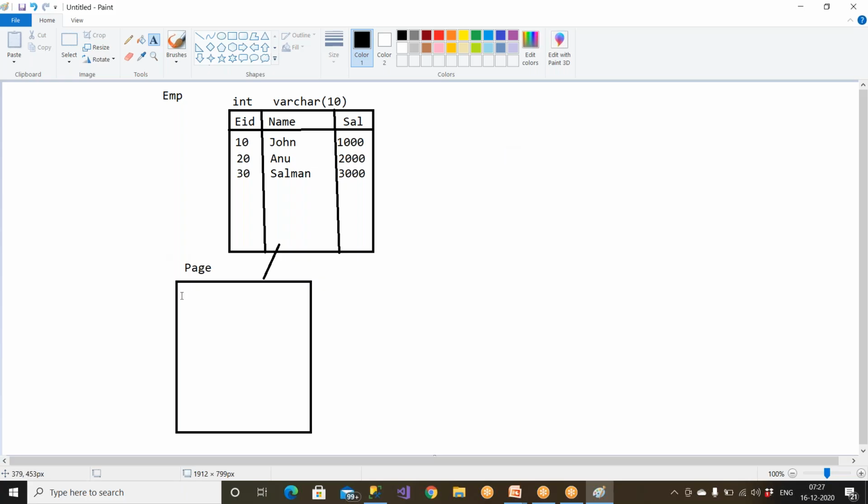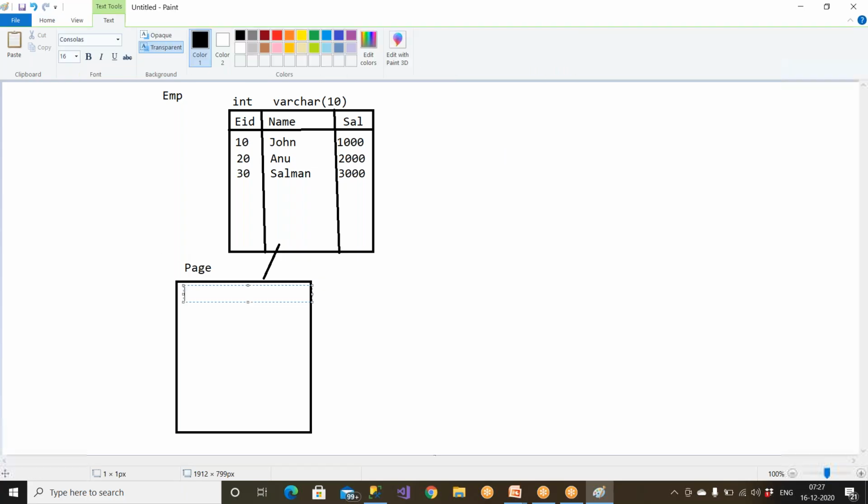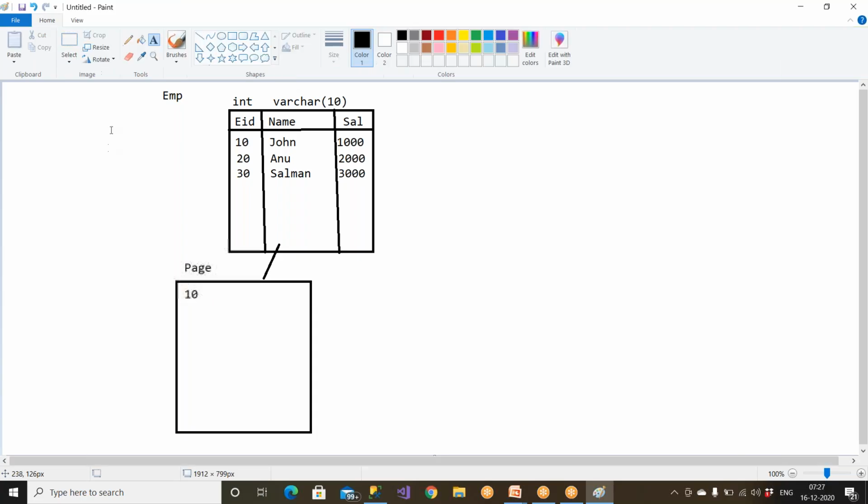Clear, guys? And the data comes here. Now, what is the page size? It is 8 kilobytes. Now, how is it going to happen? Let me take... first, let me explain character data, then we'll go for the varchar data.